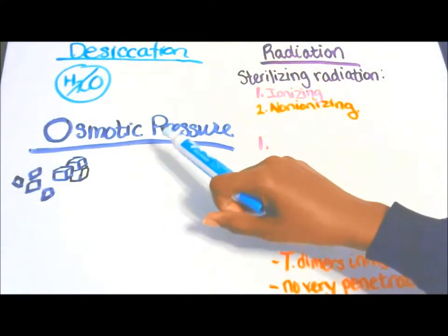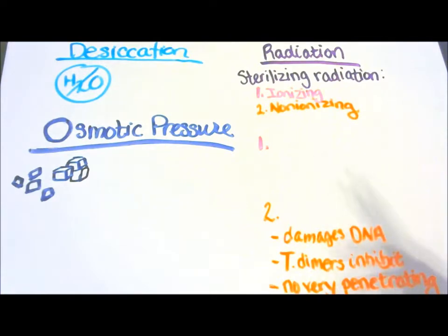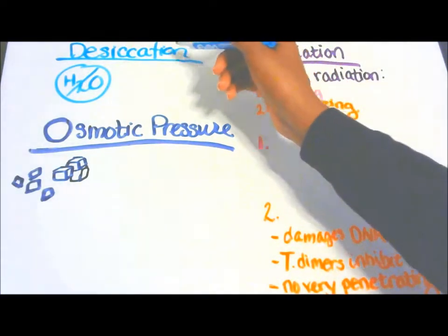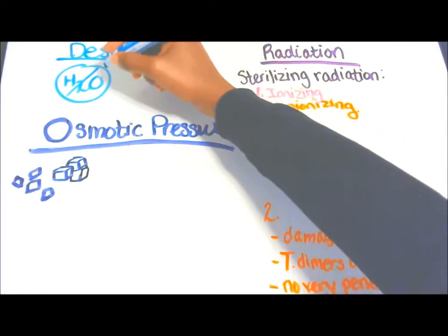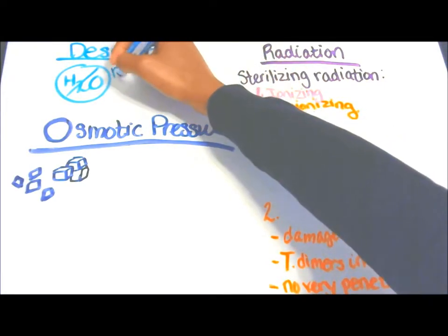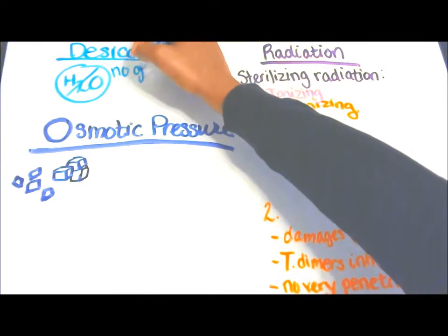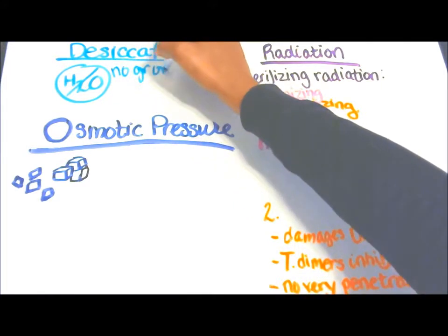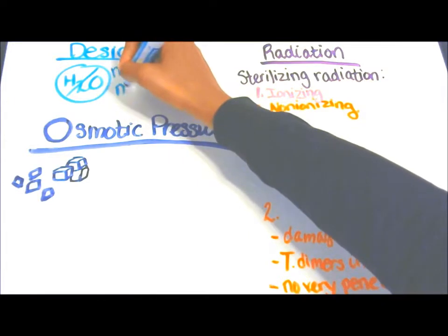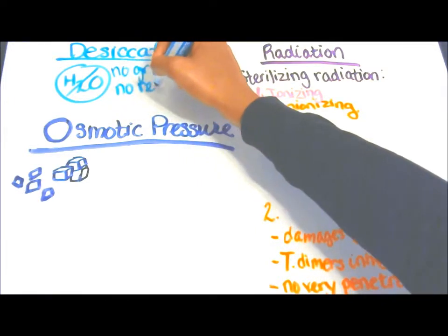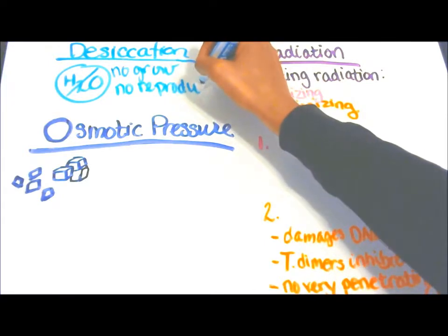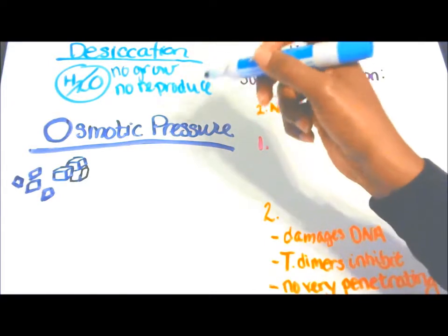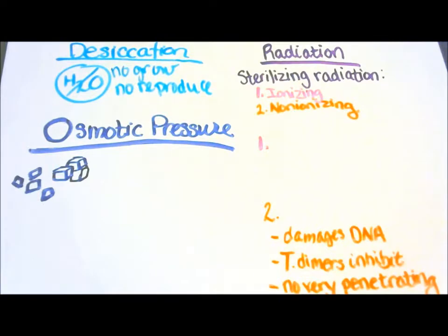Desiccation, osmotic pressure, and radiation are all ways to control microbial growth. First, we'll be talking about desiccation. Desiccation is the absence of water. So microbes cannot grow without water, and they cannot reproduce. But they can remain viable for years.